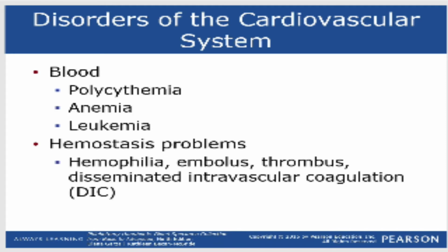We've talked about polycythemia and anemia and leukemia, so you know those are blood disorders, and you know what each of those mean. And you know how hemophilia, an embolus or a thrombus, those are clots, can cause problems with homeostasis. DIC, disseminated intravascular coagulation, is a condition that happens to pregnant women very frequently during labor, and it can be life-threatening. Their blood gets all out of whack and they start forming clots, and it can be life-threatening for the mother.